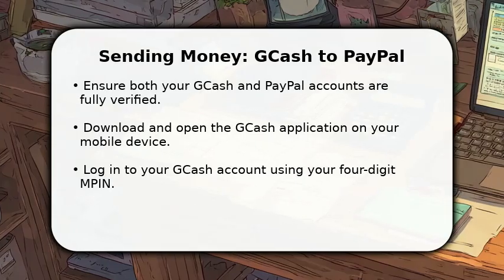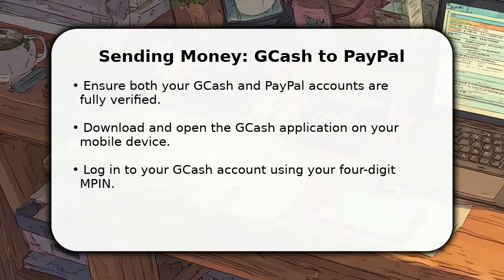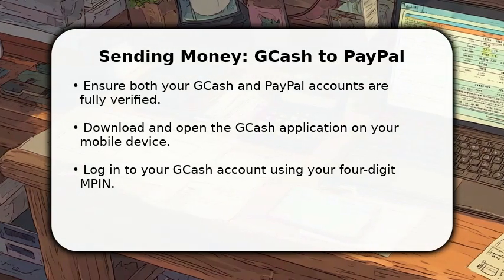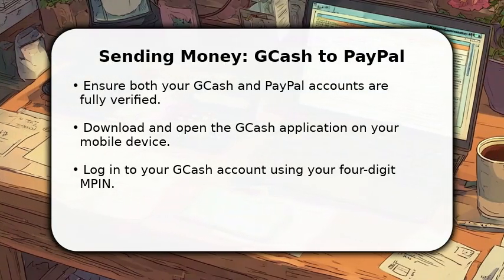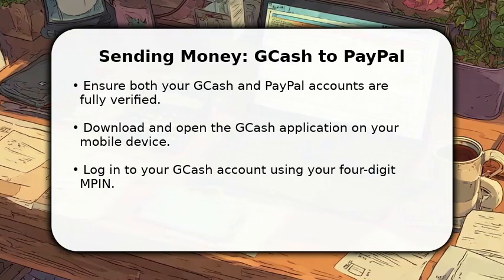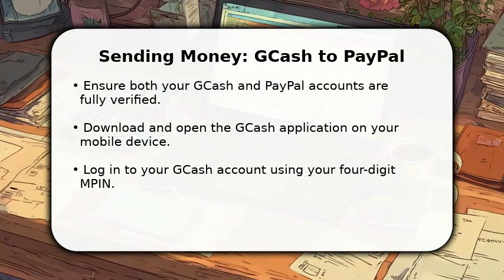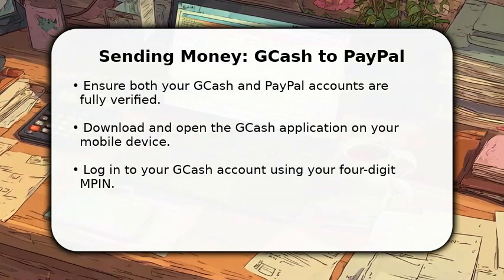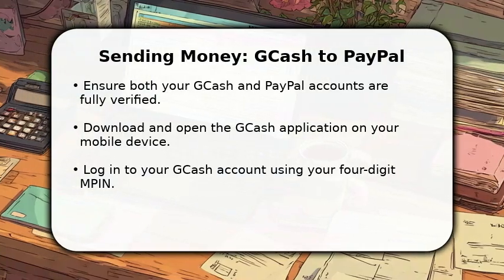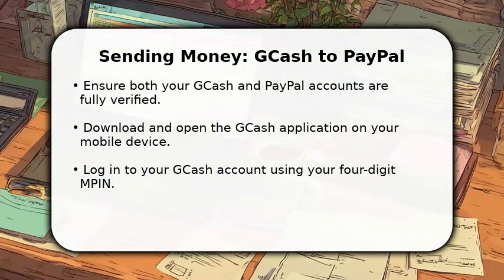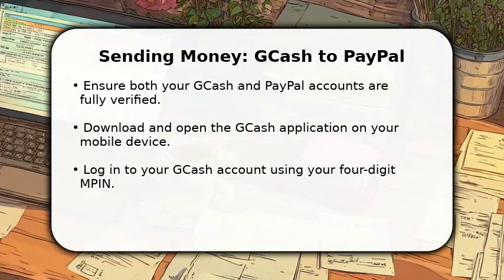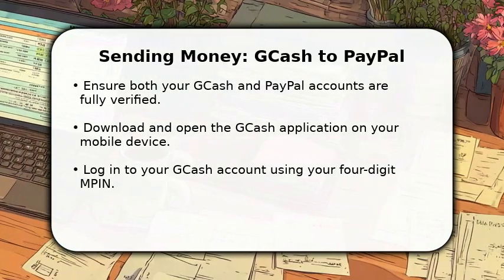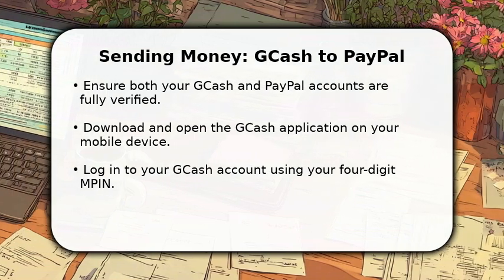In this video, I will explain how to send money on PayPal using GCash. First, make sure both your GCash and PayPal accounts are completely verified to avoid any transaction issues. Next, open the GCash application on your smartphone. Once the app is open, simply log in securely using your unique 4-digit MPIN. This initial step is crucial for a smooth and successful transfer process, setting the foundation for your transaction.